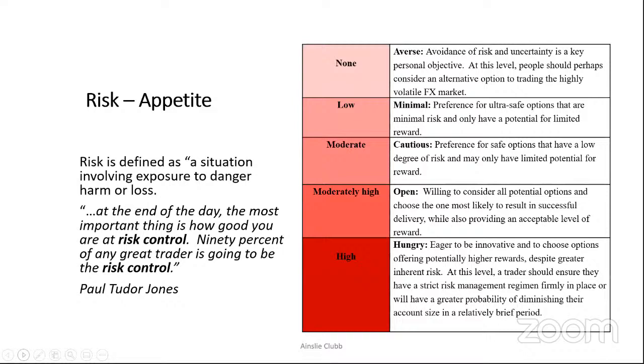Here's a scale of risk appetite. If you've never seen this before and you don't know what your risk appetite is, you can go online and do a risk assessment. And I know it sounds all very technical, but you want to develop as a trader, and we're here to try and help you develop to being a better trader. And that starts with understanding yourself, who you are as a trader, and how you're going to handle this.